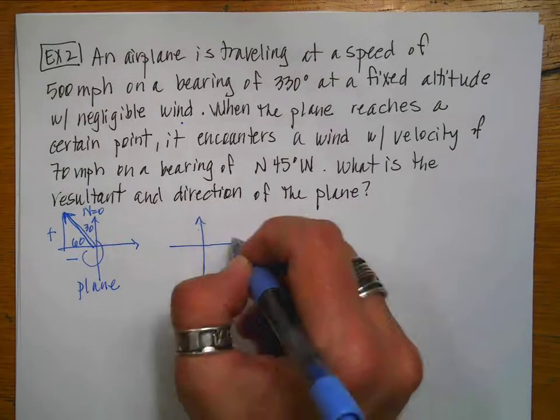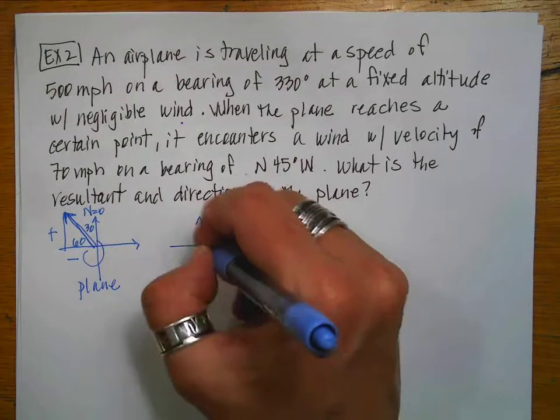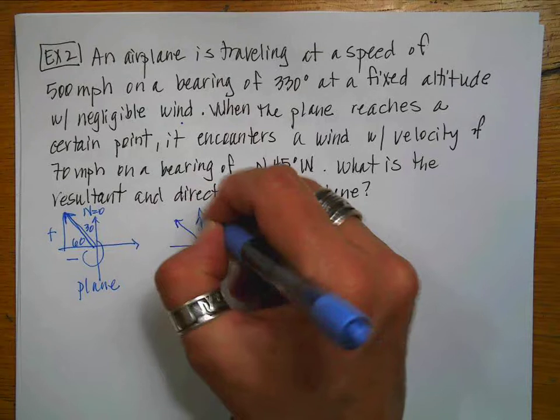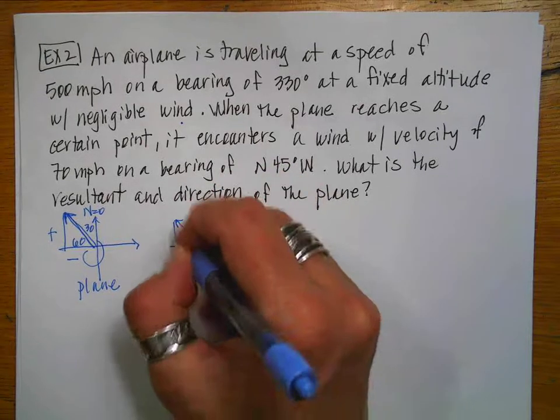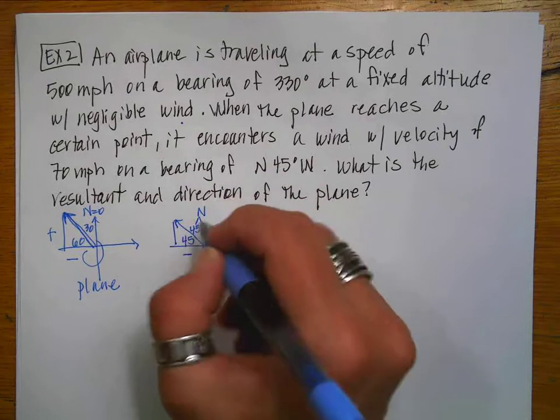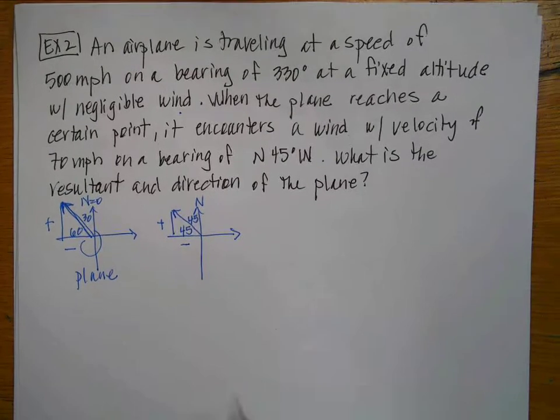When I reach a certain point, we don't know what that point is, I encounter some wind, and it's going at north 45 degrees west. So here's north 45 degrees west. This angle, the complementary angle, is 45. Again, I have a negative x and a positive y, okay?